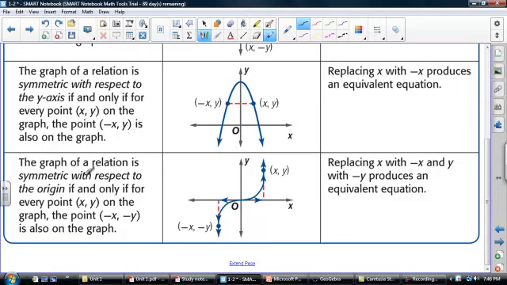If the graph of a relation is symmetric with respect to the origin, that means we would rotate the graph around the origin, if and only if for every point x, y, there's also -x, -y. We get that algebraically by replacing x with -x and y with -y, and when we clean it up and simplify that equation, it will produce the same exact equation.